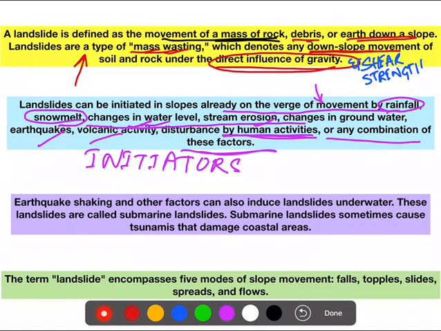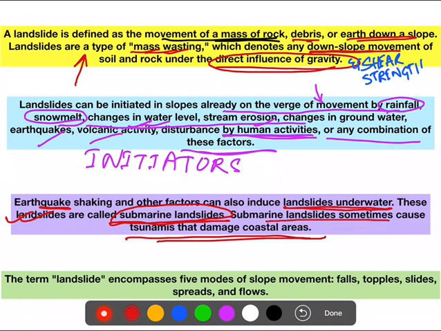Then moving on, earthquakes. There is a type of landslide which occurs under the ocean, or underwater, and that happens because of an earthquake. That kind of landslide is called a submarine landslide. A submarine landslide sometimes causes tsunamis also, that damage the coastal areas. I told you that if there is a tsunami, it may not always be because of an earthquake. It can be because of a landslide also. That landslide which causes the tsunami is called a submarine landslide, which occurs underwater.